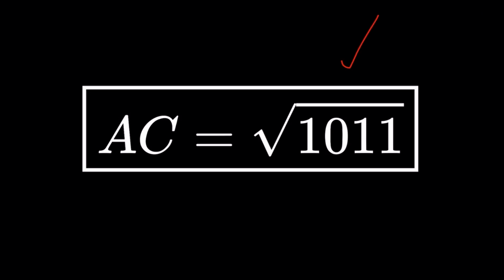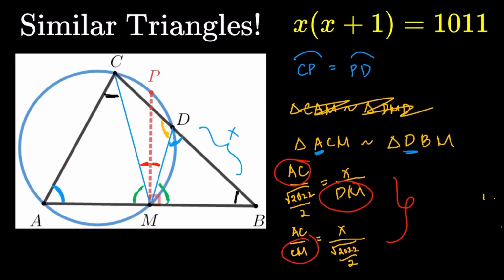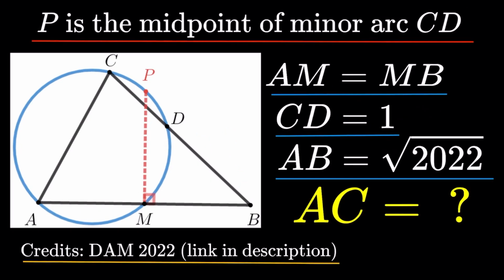Now, I think the more interesting fact about this question is that in the given, I did set CD to be equal to 1. But in fact, you could try to make CD general, like let's just say A. And regardless of what CD is, you can actually prove that AC, no matter what, is going to be the square root of 1011, right? Now, this part is for you guys to find out, but hopefully you guys like the question, all right?